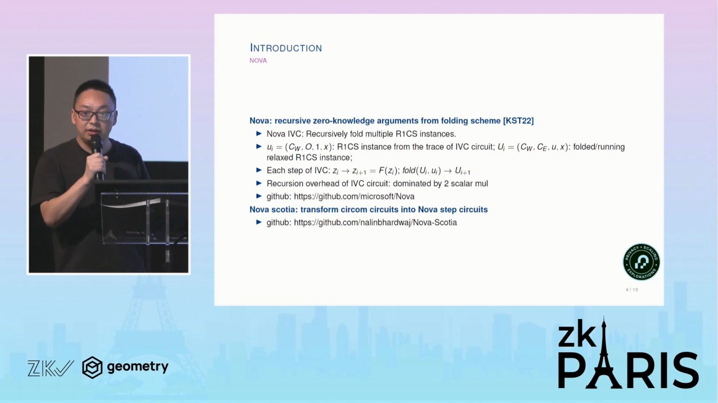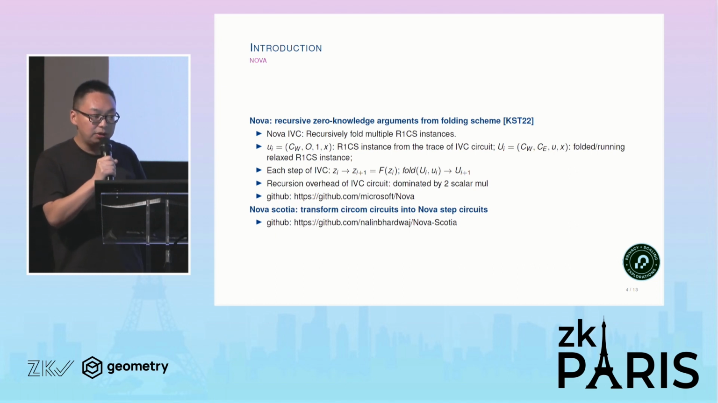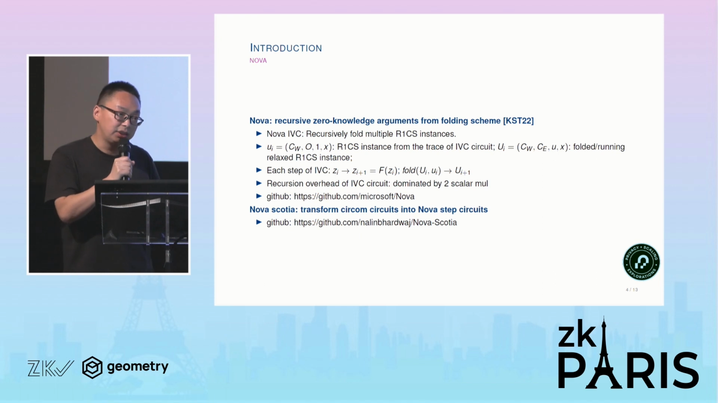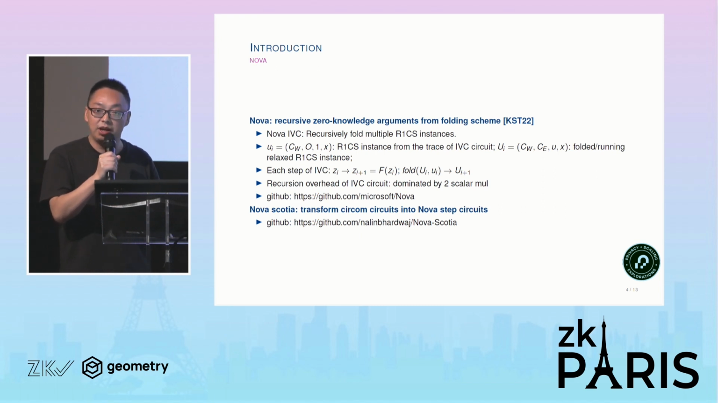And the other part is that we have to correctly fold the little u_i and the capital U_i. Here the little u_i is extracted from the IVC circuit as the accumulator, and the capital U_i is the running accumulator, which contains the information from all of the previous steps we have run for the IVC circuit. The recursion overhead for the IVC circuit is minimal. It's only dominated by 2 scalar multiplications.